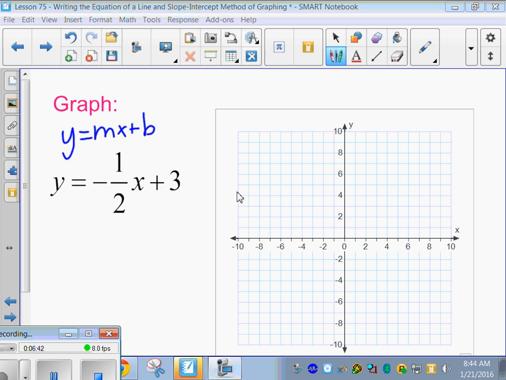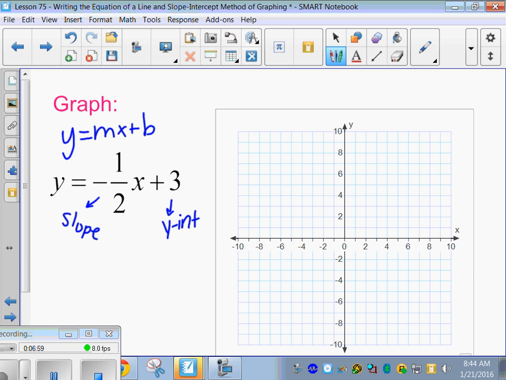Can you guys tell me which number is the y-intercept? 3. Good. Positive 3 is the y-intercept. Can you guys tell me which number is the slope? Negative 1/2 is the slope. Excellent. All right, we always start with the y-intercept.